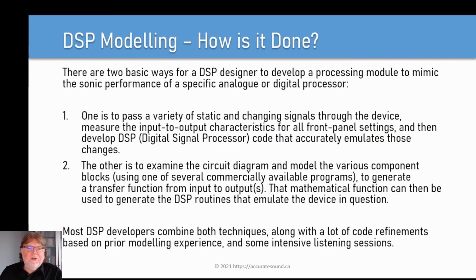DSP modeling, how is it done? There are two basic ways for a DSP designer to develop a processing module to mimic the sonic performance of a specific analog or digital processor. One way is called the black box approach, which is to pass a variety of static and changing signals through the device, measuring the input-output characteristics for all front panel settings, and then developing the DSP code that accurately emulates those changes.